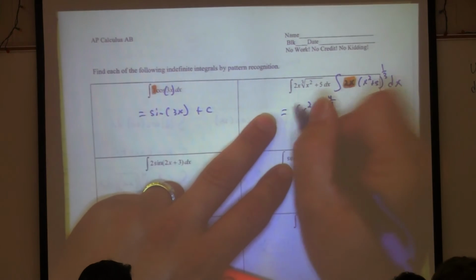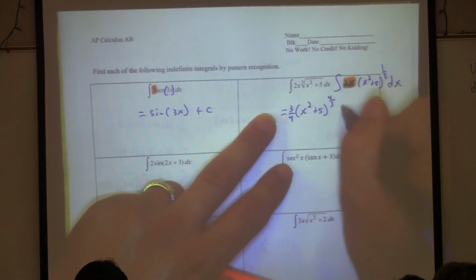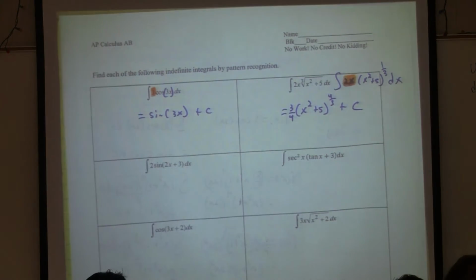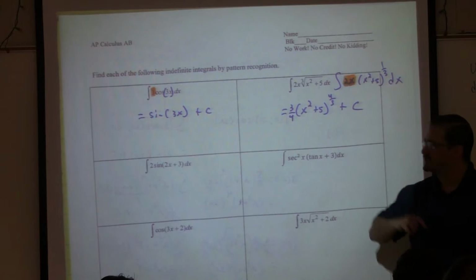Divided by 4/3, which is times 3/4 plus. Quick. Check the next one.